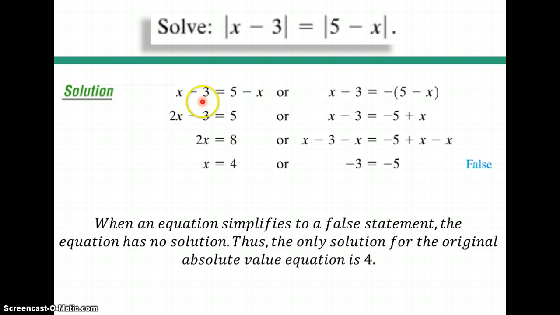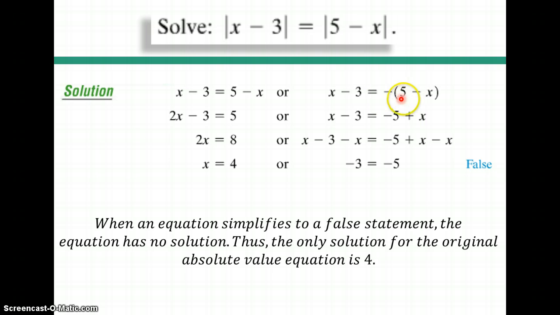adding x to both sides of the equation, we'll get 2x minus 3 equal to 5. Adding 3 both sides, we'll get 2x equal to 8. Divide 2 to both sides of the equation, we'll get x equal to 4.